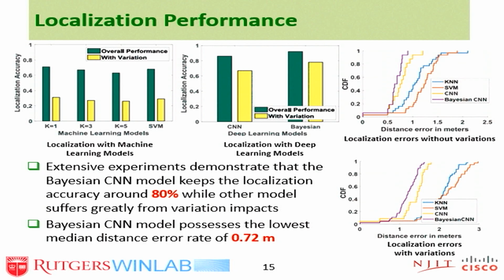These extensive experiments demonstrate the effectiveness and robustness of our system. As you can see from these figures, the Bayesian CNN model, which applies our Bayesian framework, keeps the localization accuracy around 80%, while other models, such as machine learning models or regular CNN models, suffer greatly when facing environmental changes. Furthermore, our Bayesian CNN model possesses the lowest median error of 0.72 meters compared with other baseline models.